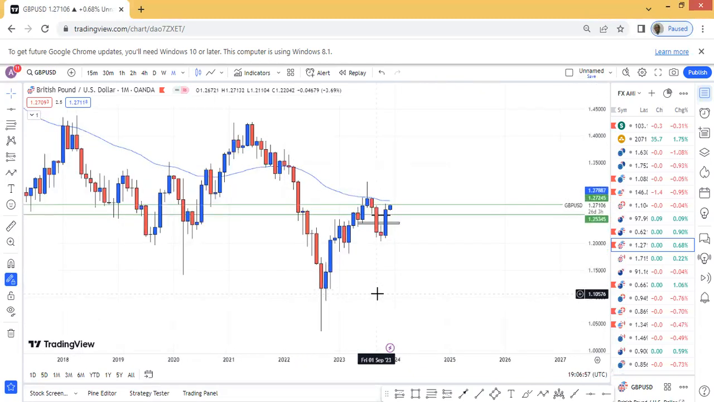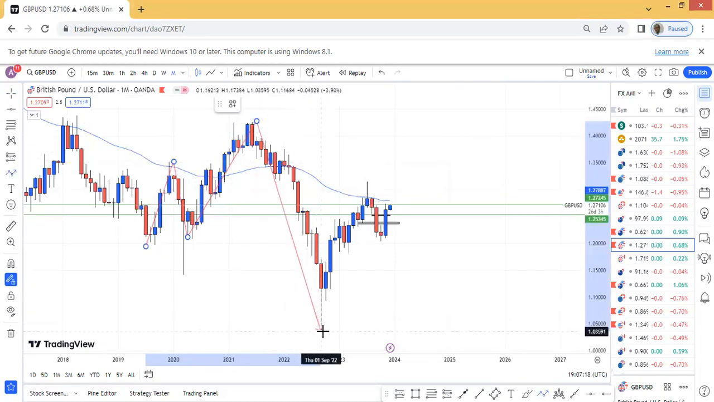But the market structure on the monthly is bearish. You realize that price made a higher low, higher high. Then we form the lower low. So the market actually on the monthly is bearish.